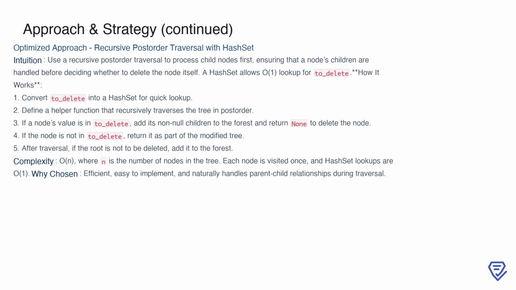After the traversal is complete, we check if the root node itself is deleted. If not, it is added to the forest. This approach is highly efficient with an overall complexity of O(n), as each node is visited exactly once. Furthermore, the use of recursion naturally handles parent-child relationships, making the implementation cleaner and less error-prone.